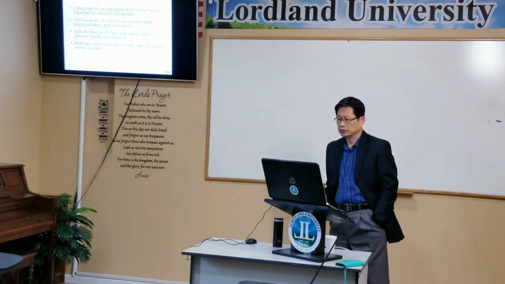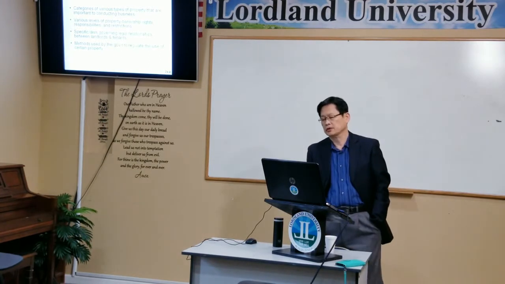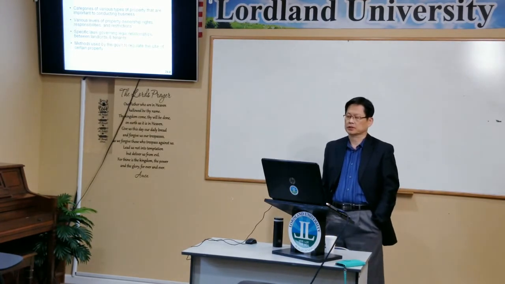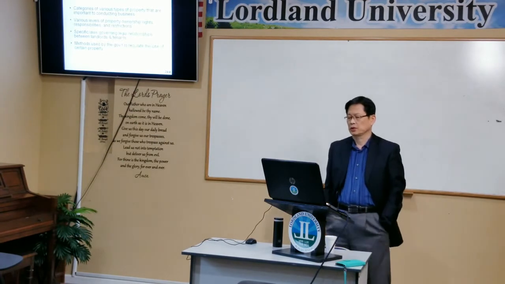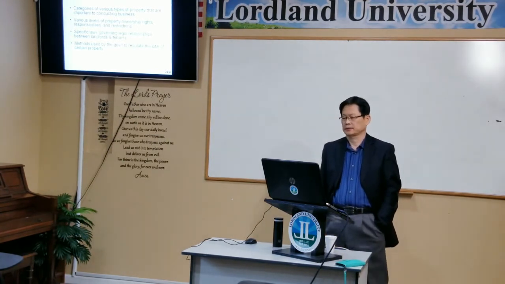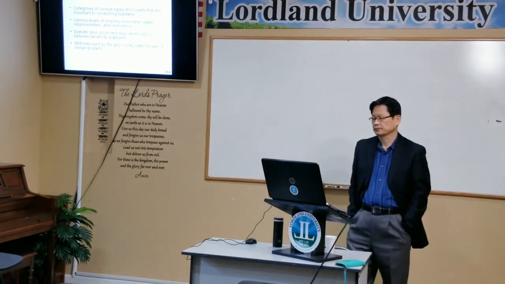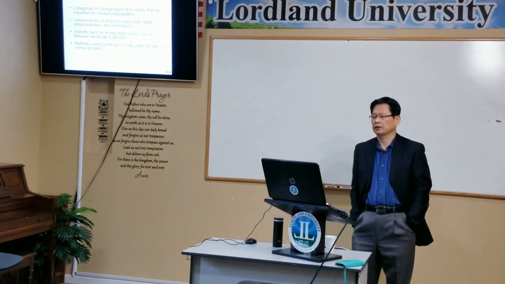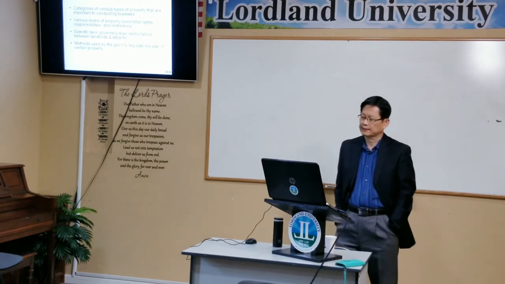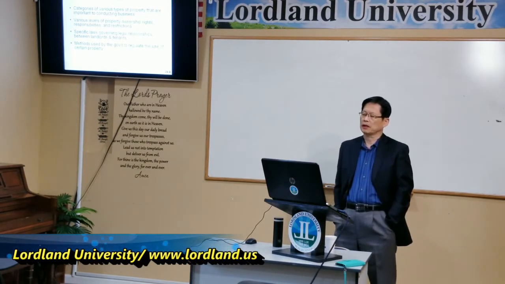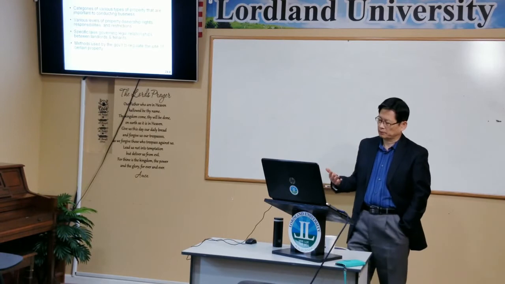This chapter overviews the categories of various types of property that are important to conducting business. Number 2, levels of property ownership rights, responsibilities, and restrictions. Number 3, property law that governs the legal relationship between landlord and tenants. Number 4, the method that is used by the government to regulate the use of private property.